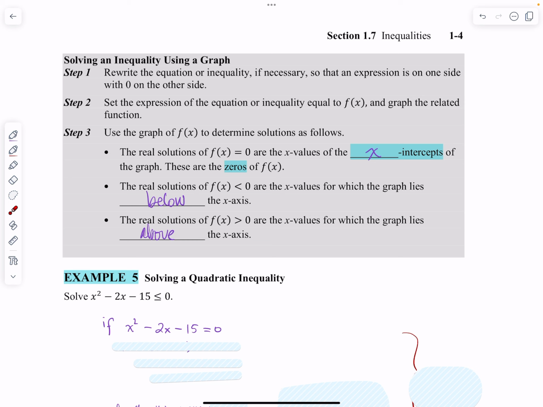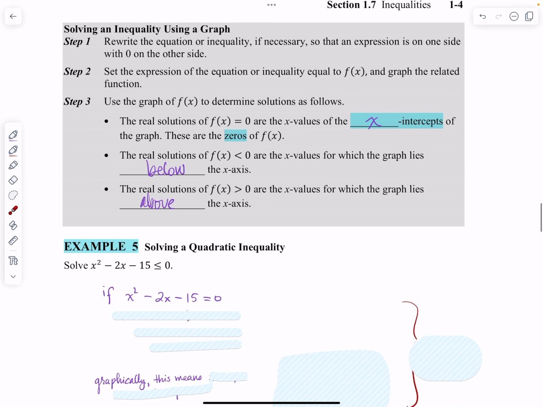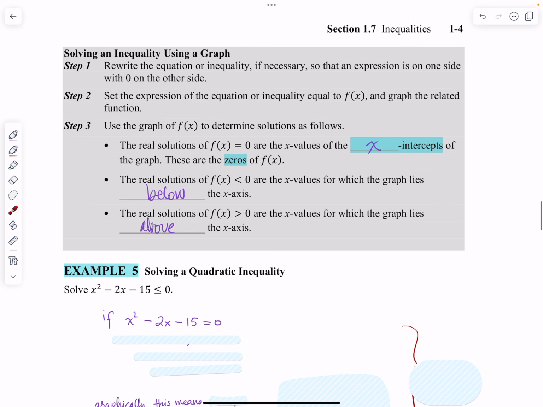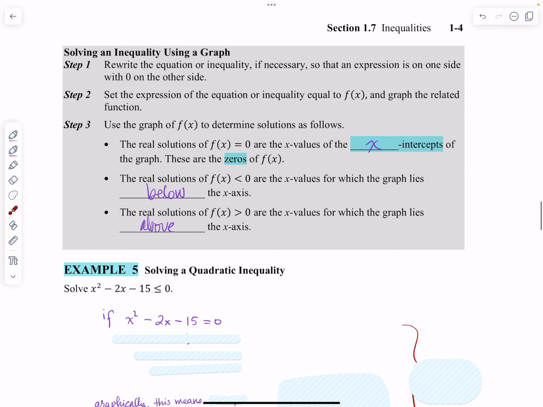I'm actually going to show you two different methods on this, especially when I get down to the rational functions. But just be aware that you could have 0 on one side or you could have a number on the other side. But for now, we'll say 0 on one side. For step 2, set the expression of the equation or the inequality equal to f of x and graph. So this is the big deal here, just graph. Basically, if we're looking at this example, you would graph what's on the other side of that 0, graph the function. And then we're going to use the graph to determine our solutions.